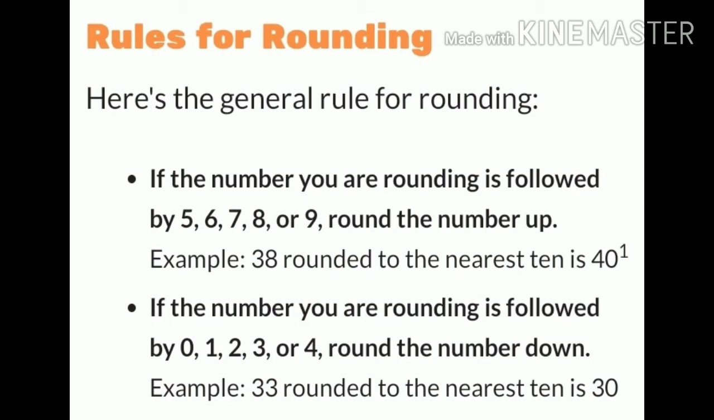To find the nearest 10, first we compare the unit digit to 5. Either it is greater, then we select the greater number nearest to the tens, or the unit place digit is less than 5, then we select the smaller number near to the tens. This is the rule for rounding to the nearest 10. Similarly, we can find rounding to 100 and 1000 also.